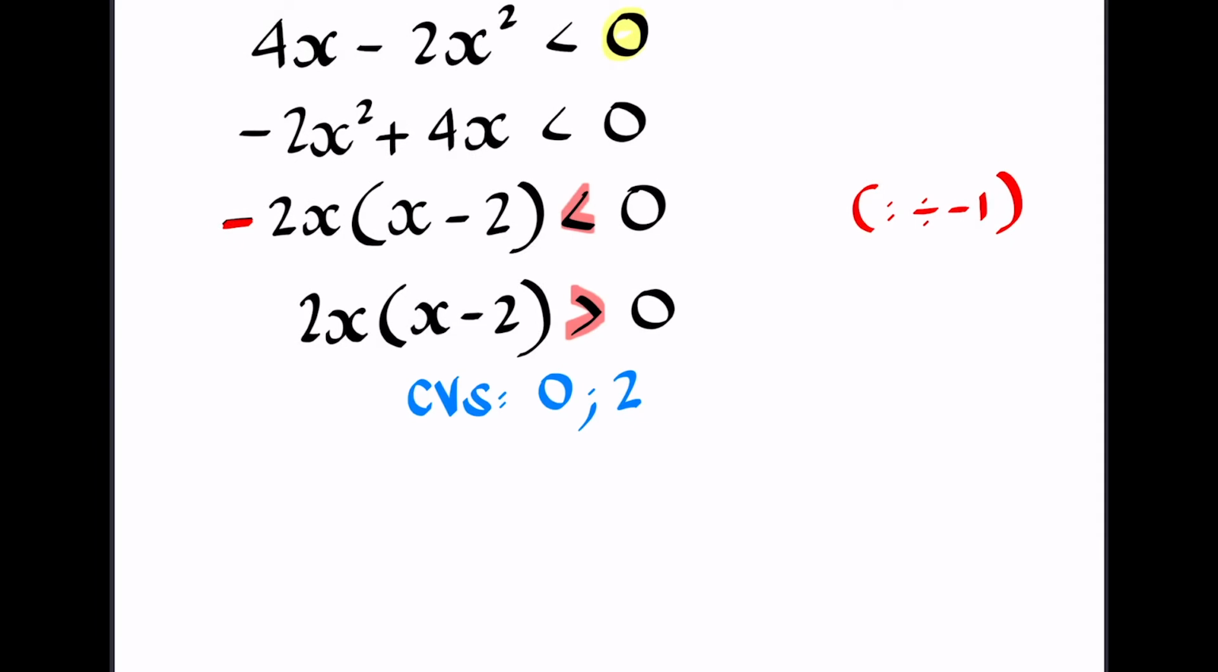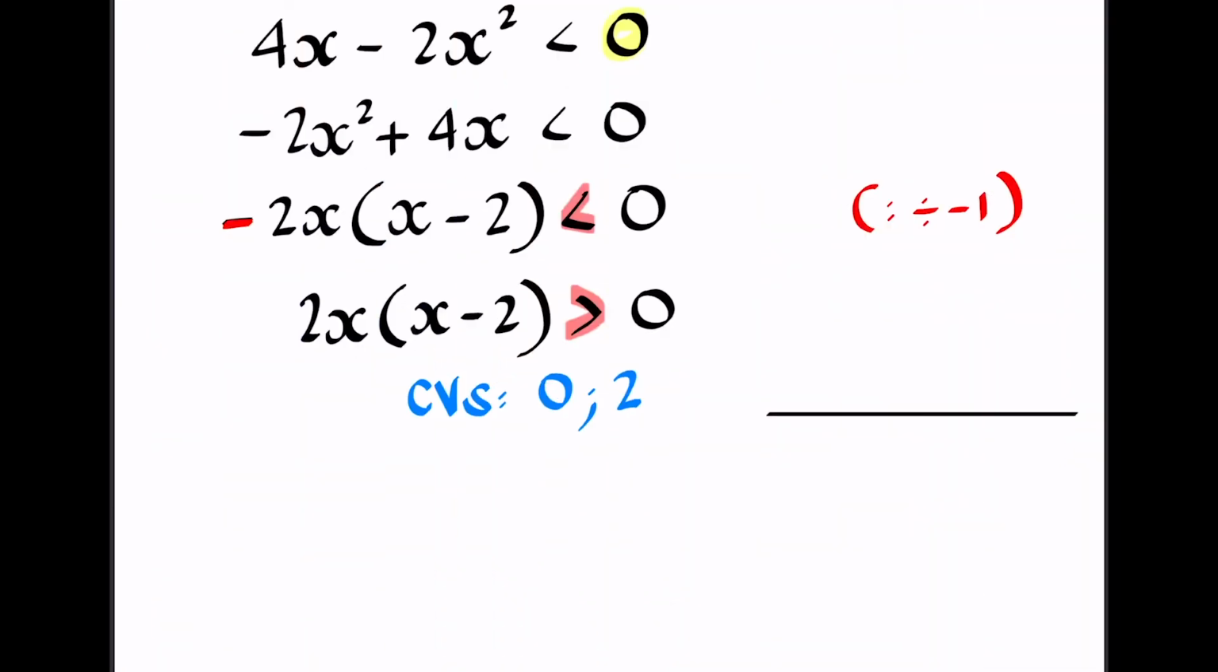All right, now I'm going to do my sketch. Whether I did my sketch from the original inequality or from the inequality that I've got my CVs from, I'm going to get the exact same answer, provided I know what I'm doing with my sketch. These CVs are going onto my diagram as 0 and 2. Those are my CVs, my critical values. That's where it's going to cut the x-axis.